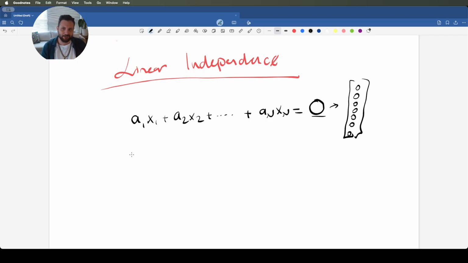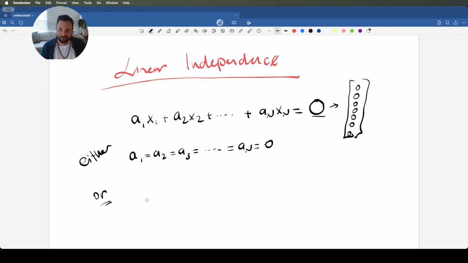So if this is happening, either all of the a's, a1 is equal to a2 is equal to a3 is equal to and so on, all of these a's are 0, which is the number 0, or, since a's can be any scalar, I can move some of them to the other side, right? Like I can take one of them.